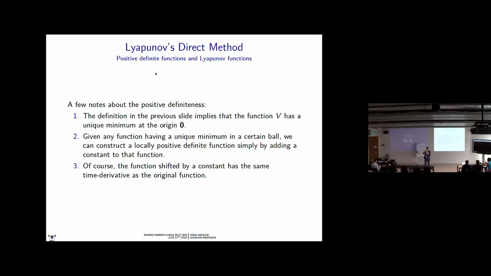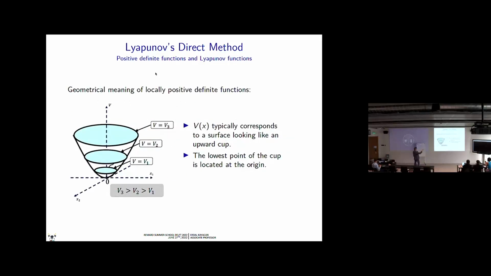So x squared minus 2 and x squared, from the time derivative point of view, won't have a big difference. So the result is not going to change. It's something like this. So you have one energy-like function, right? And then V(x) typically corresponds to a surface looking like an upward cup. So it's like a surface in 3D. And then the lowest point of the cup is located at the origin. So this is your origin. And in this case, your energy here is greater than your energy at V2, and it's greater than your energy at V1. So your energy is going down.